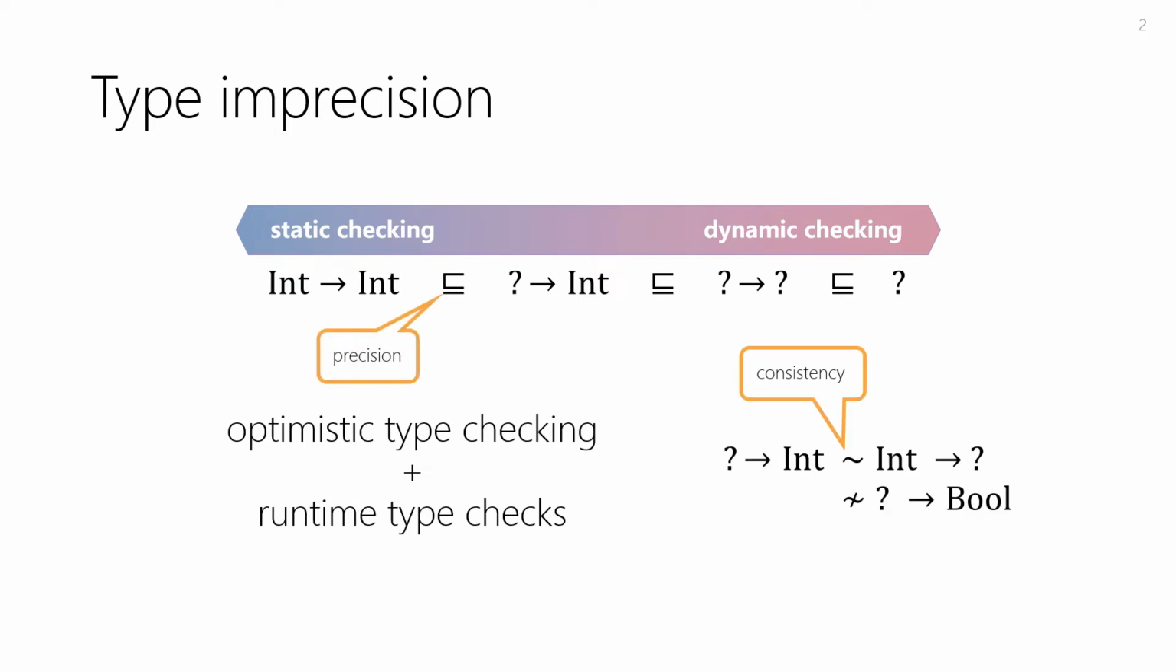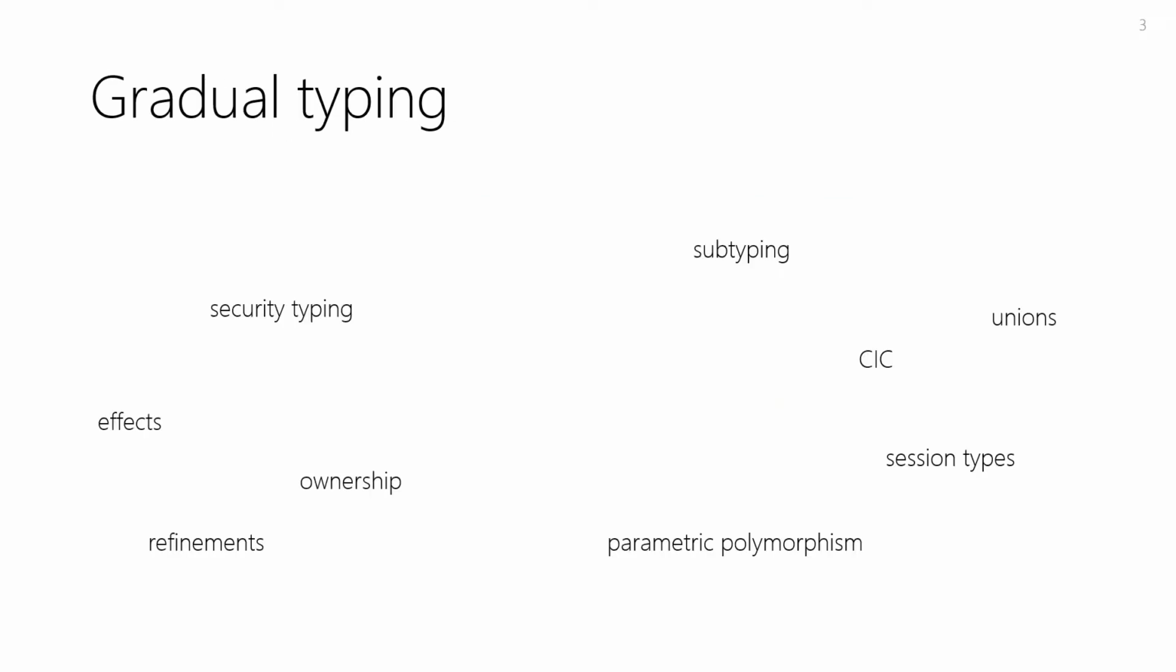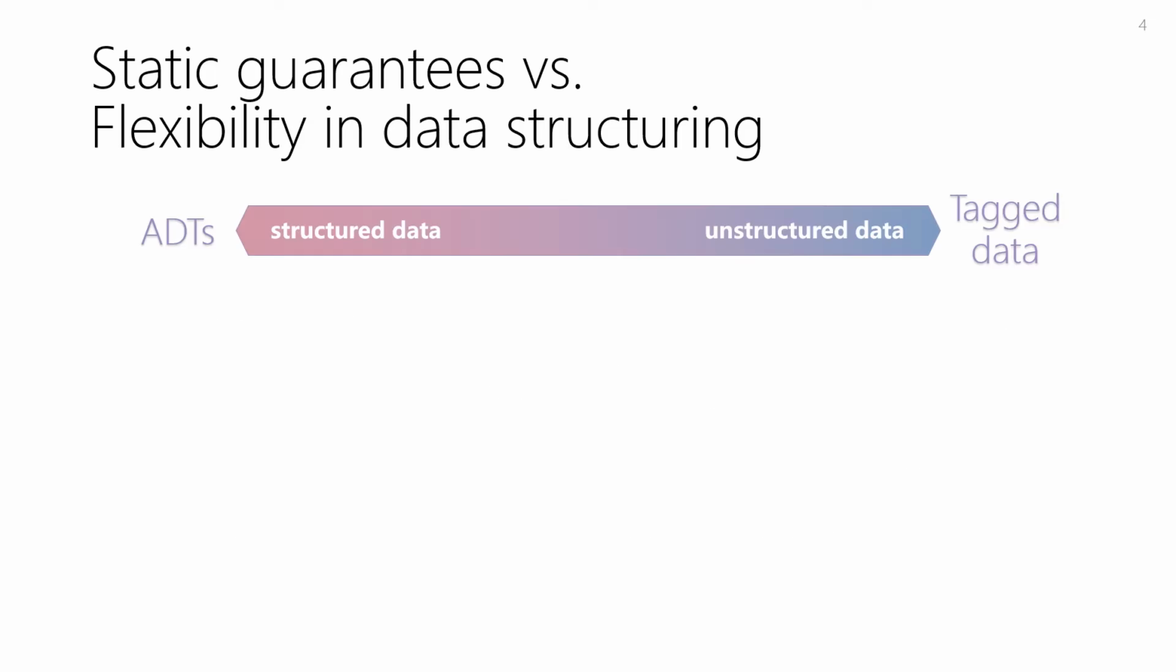Type precision induces the notion of type consistency, which is the gradual lifting of the type equality. Gradual typing has been explored in the context of different features, like union types, parametric polymorphism, ownership types, and CIC. But the concept of gradually structured data has not received as much attention in the literature. But what does gradually structured data mean?